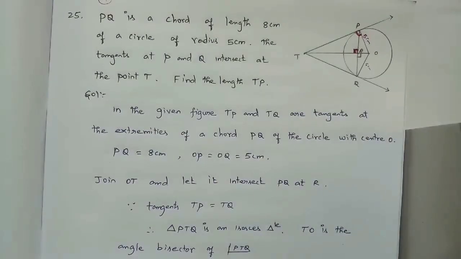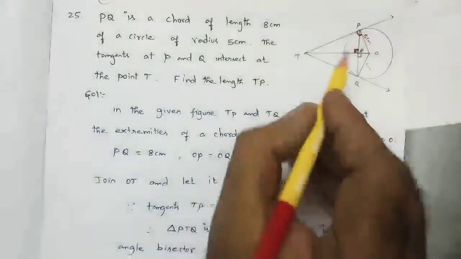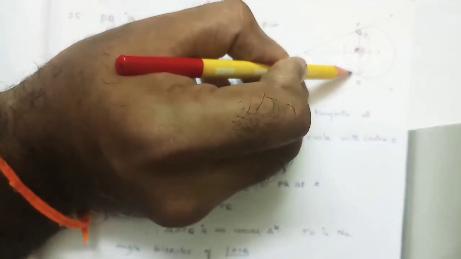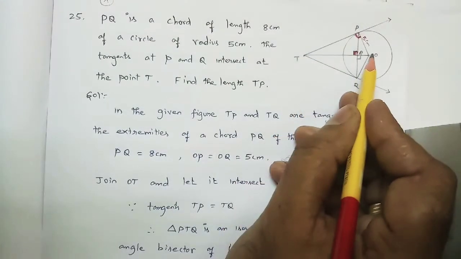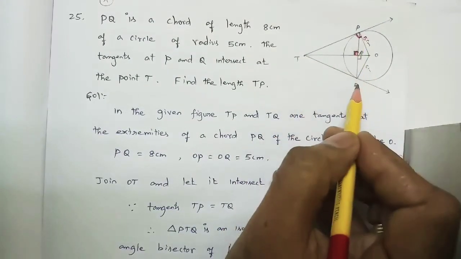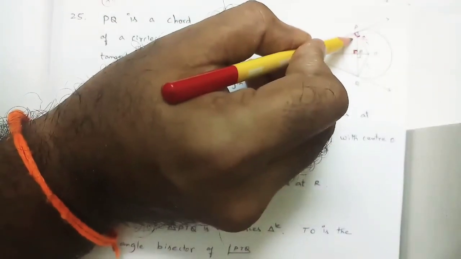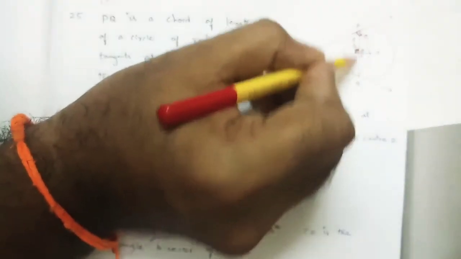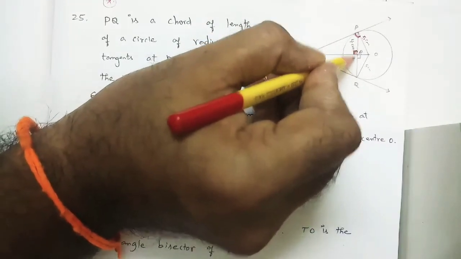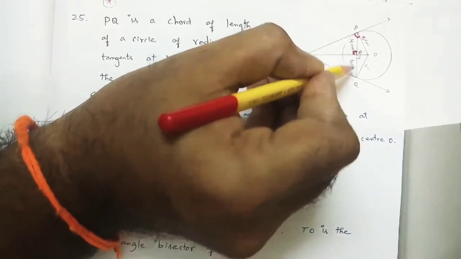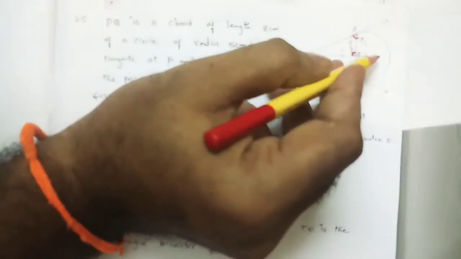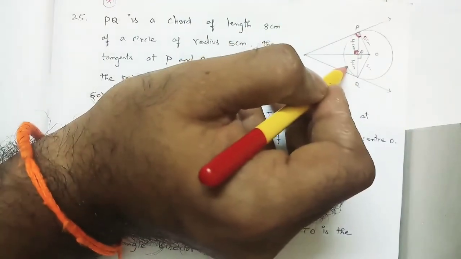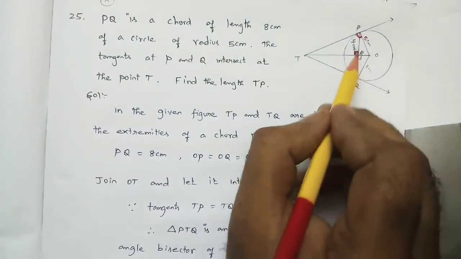See how we are going to find it. They have given that the length of the chord PQ is 8 centimeter. When we have drawn the line, it will be bisected by the line OT. Then PR is equal to 4 centimeter, and QR is also 4 centimeter, totally 8 centimeter. So PR or QR is equal to 4 centimeter.